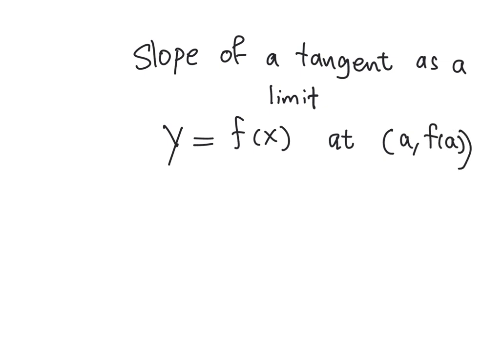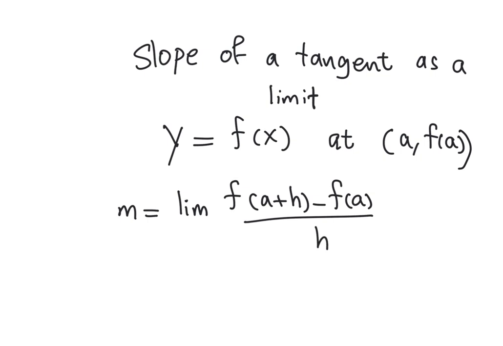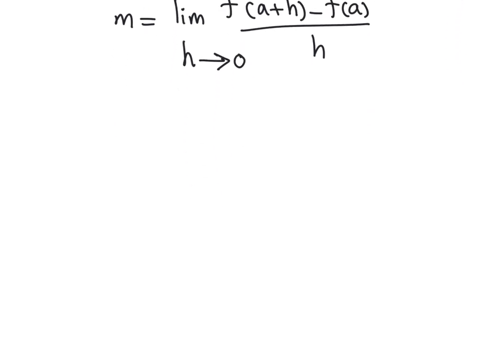We can use this formula to find the slope of tangent. A slope of tangent is equal to the limit of f of A plus h minus f of A over h as h goes to 0, if this limit exists. Okay, let's do 3 examples. Let's see example number 1.